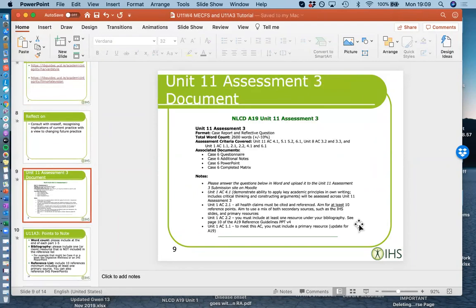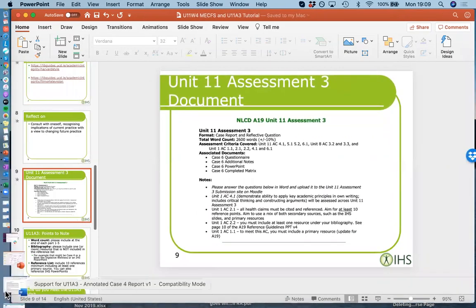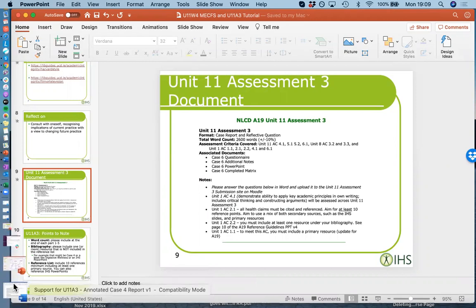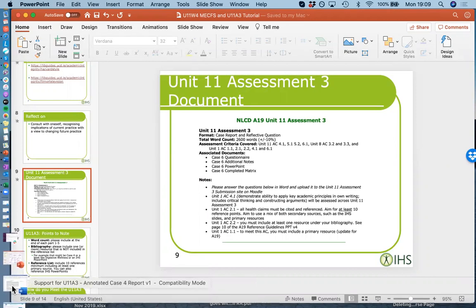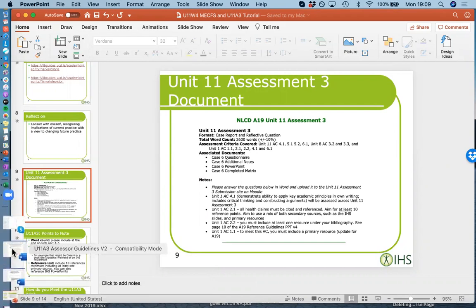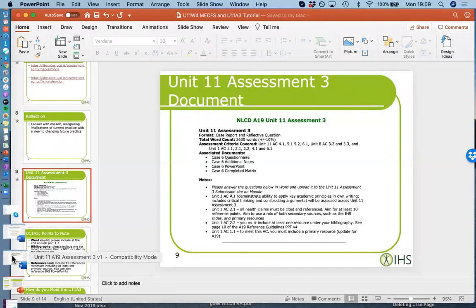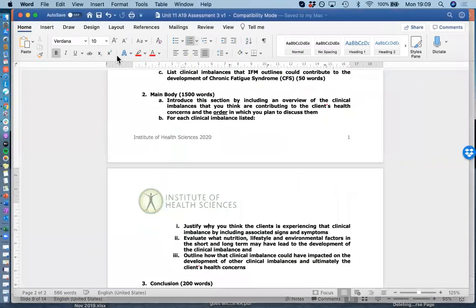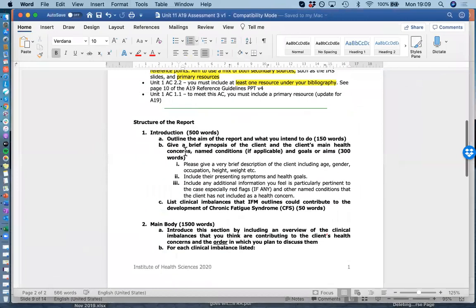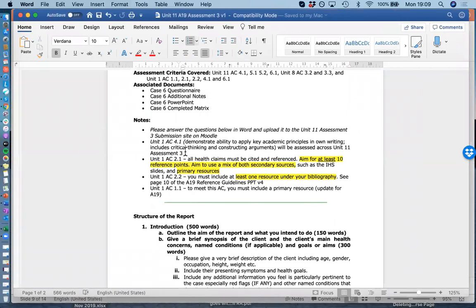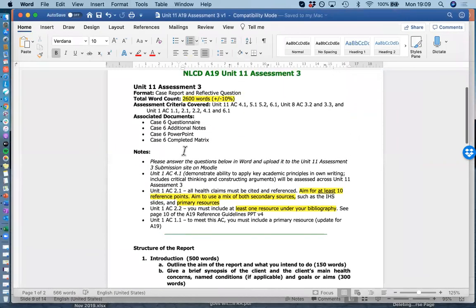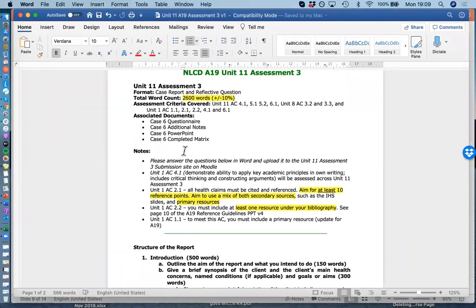So now we will have a look and go through the actual assessment document. This is your last assessment of the year, and in some ways it's where a lot of Unit 7, 8, and 9 comes together. You have a little bit of extra support in this assessment than you did in your Unit 11 assessment, in that we've given you the completed case.